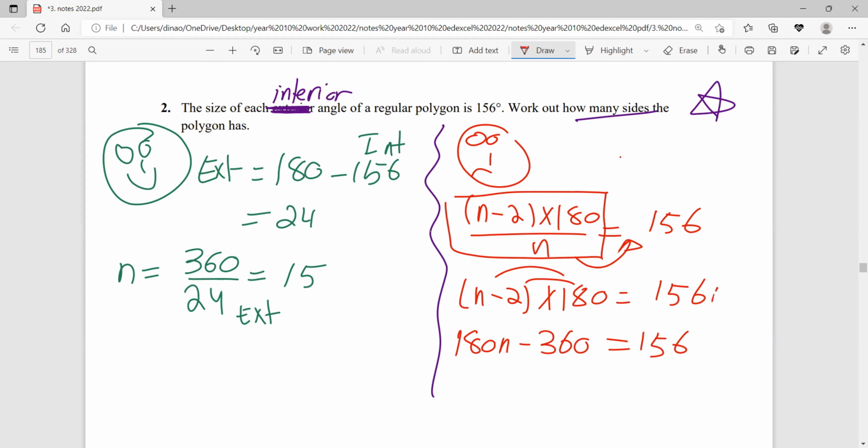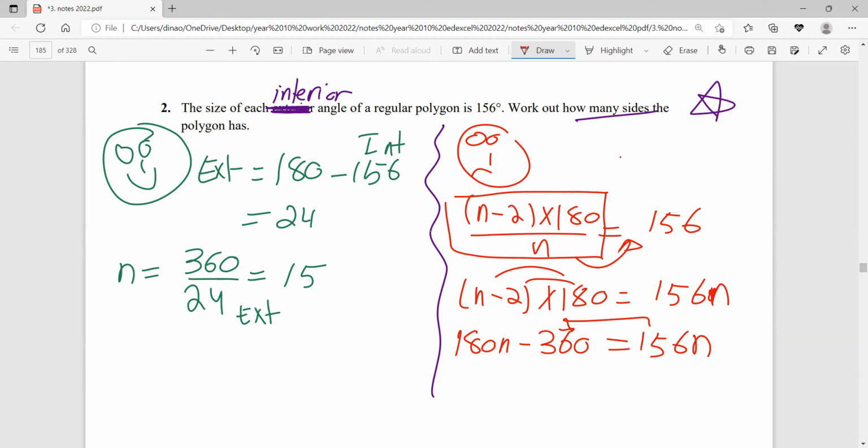Here 156n. I noticed I made a mistake, and I moved the n to the other side by multiplication, so 156n. Of course, I will have to collect the n's on one side. So again, sorry guys, from the start: n minus 2 times 180 over n equals 156. I move the n to the other side by multiplication, so it's 156n.